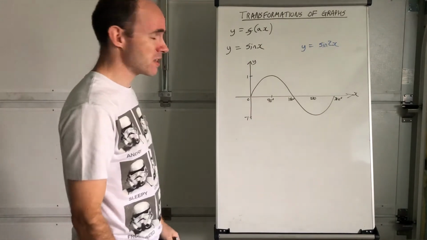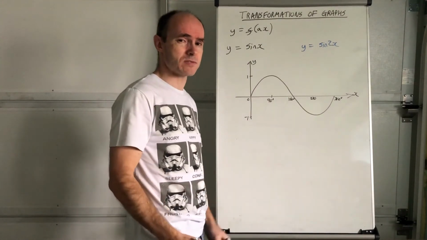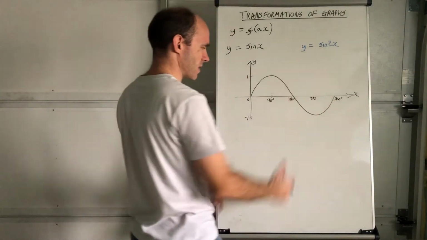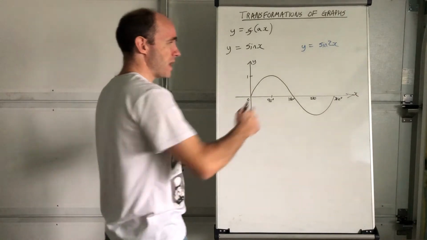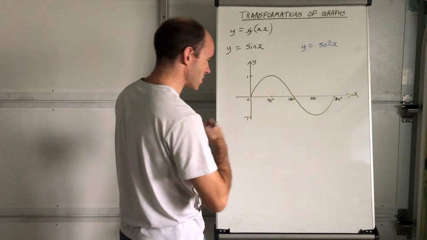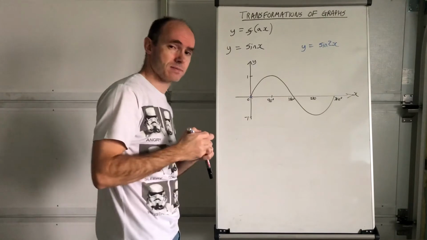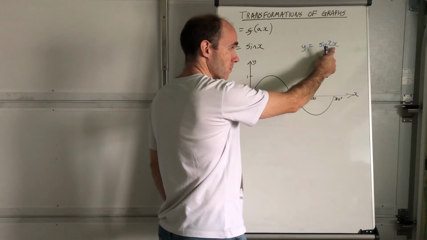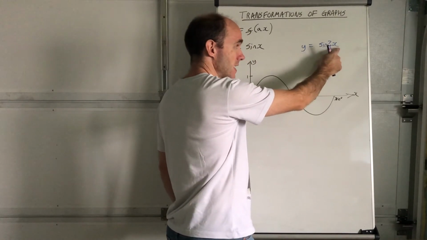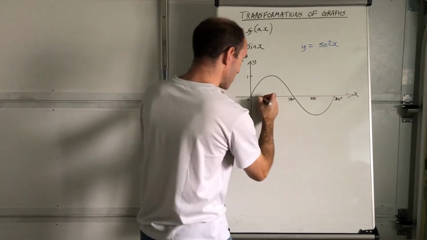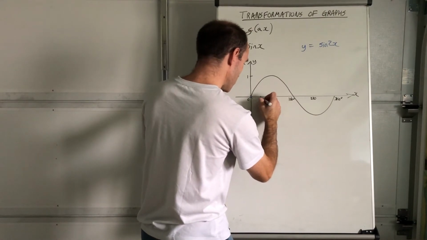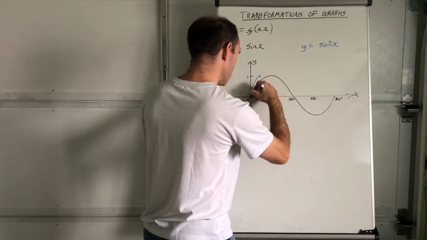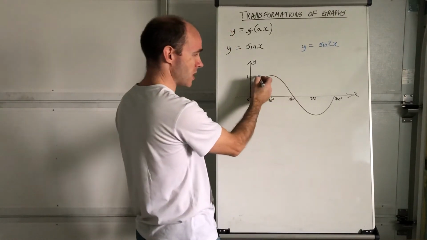Now remember the transformation I said? It's 1 over 2 in the x direction, so it should stretch by a half in the x direction, this way. When x is 0, y is also 0, so the crossing point is still there. However, when x is 45 degrees, sine 2 times 45, sine 90 is 1. So when x is 45 degrees, that will give you a maximum value of 1. Can you see it's actually peaking 45 degrees earlier?